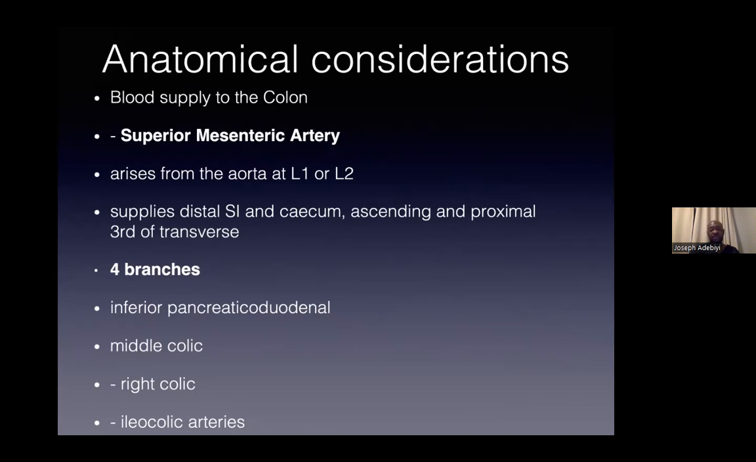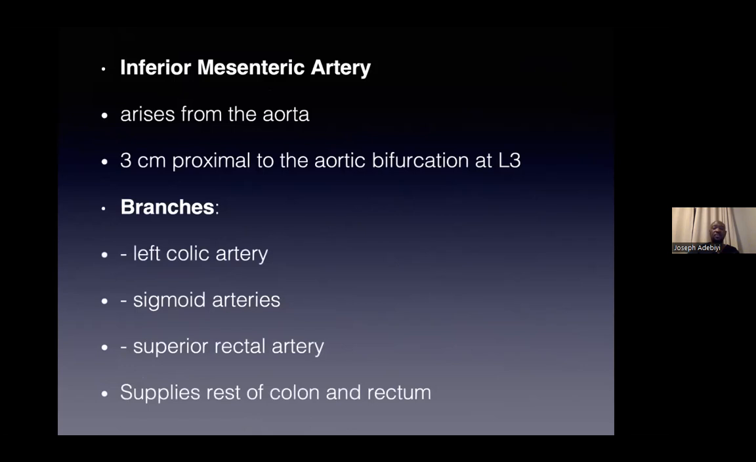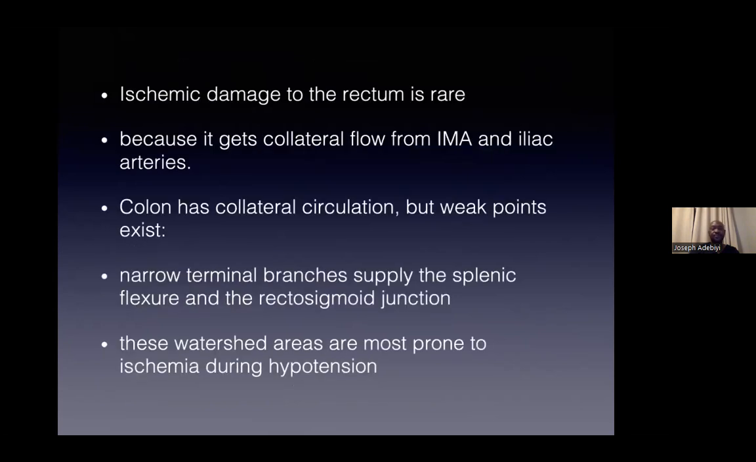It essentially has 4 branches which are distributed around the colon. And then the other major artery that supplies the colon is the inferior mesenteric artery. This arises from the aorta about 3 centimeters proximal to the bifurcation of the aorta, around L3. It also has several branches which are distributed around the colon, and it essentially supplies the rest of the distal part of the colon up to the rectum. Ischemic damage rarely affects the rectum because it has a lot of collateral supply, basically from the inferior mesenteric artery and some from the iliac arteries.